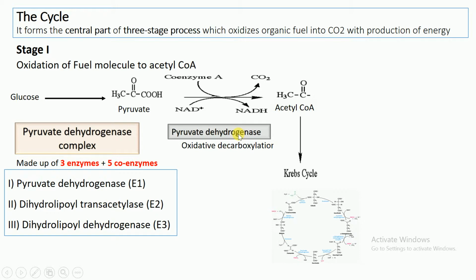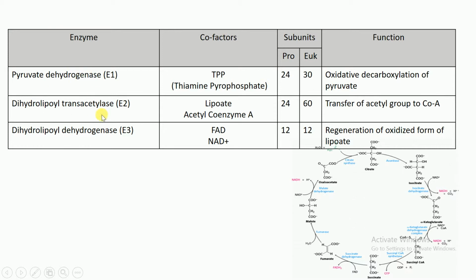This pyruvate dehydrogenase enzyme is a complex which is made up of 3 enzymes and 5 coenzymes. The first enzyme is pyruvate dehydrogenase, also known as enzyme 1. The second enzyme is dihydrolipoyl transacetylase, abbreviated as enzyme 2, and the third is dihydrolipoyl dehydrogenase, abbreviated as enzyme 3. These three enzymes have different cofactors associated with them. They have different subunits in prokaryotes and eukaryotes and different functions.